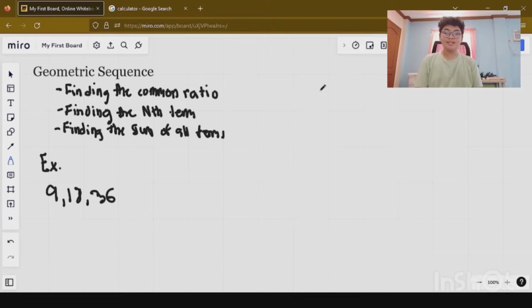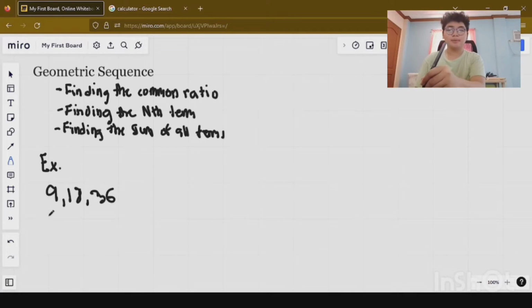I'll be discussing what the geometric sequence is, how to find the next term, what a common ratio is, what the nth term is, and finding the sum of all terms. Okay, let's immediately go on.